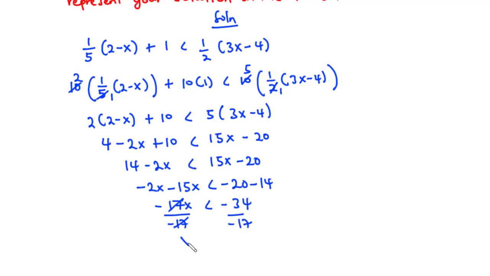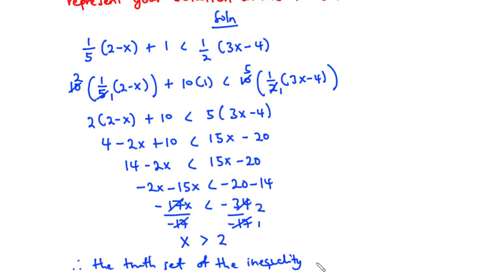Now whenever you divide through by a negative value, the inequality sign changes. Here we had less than, so when we divide through by -17, it's going to change to greater than 2. So we have x is greater than 2. Therefore, the truth set of the inequality is x is such that x is greater than 2.